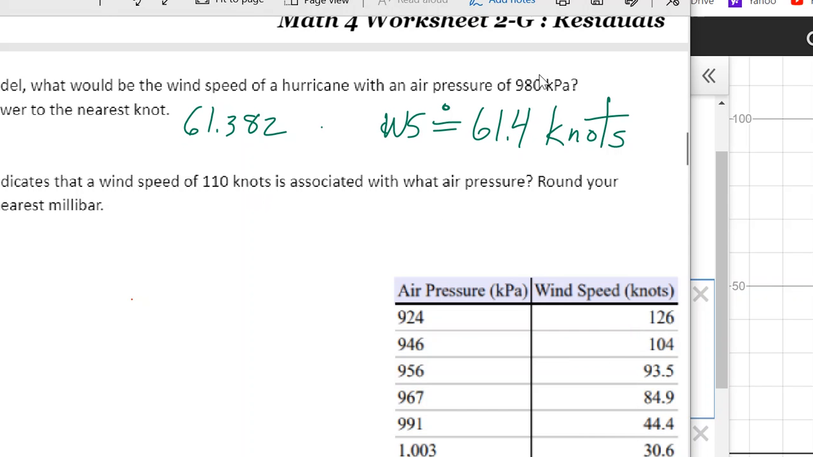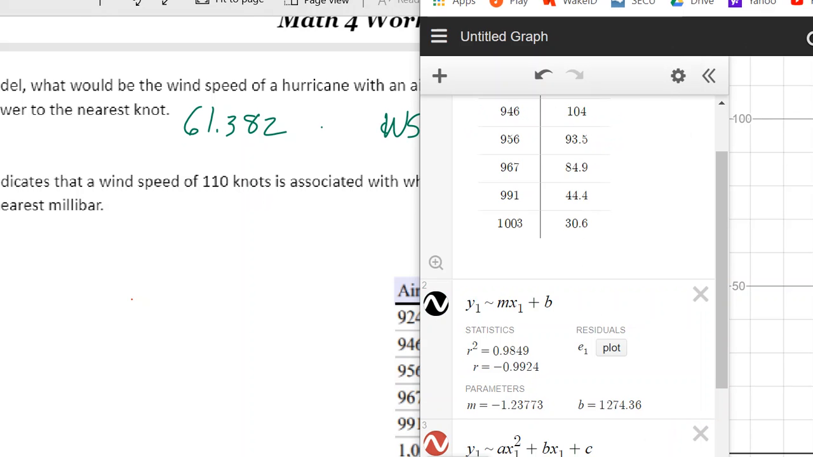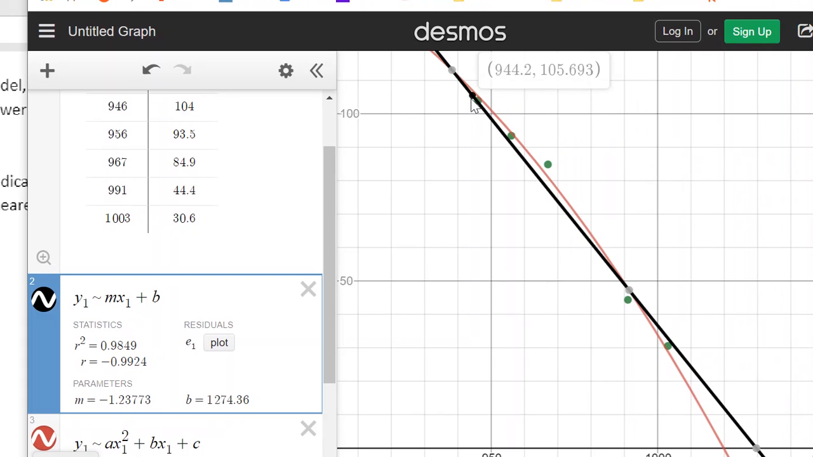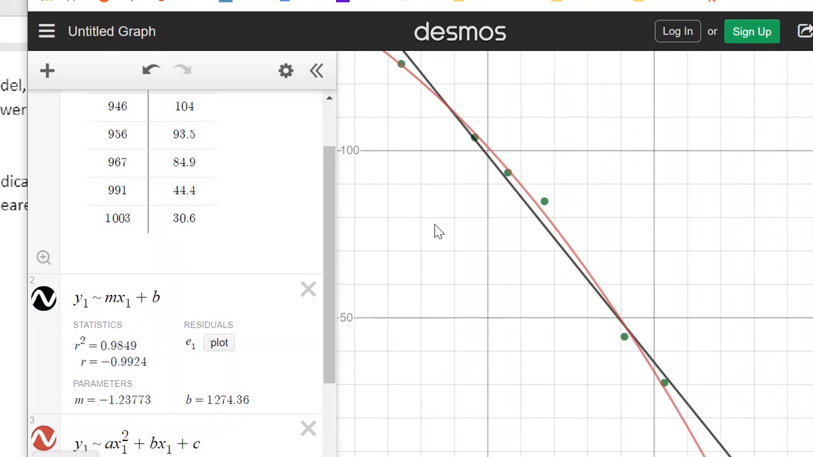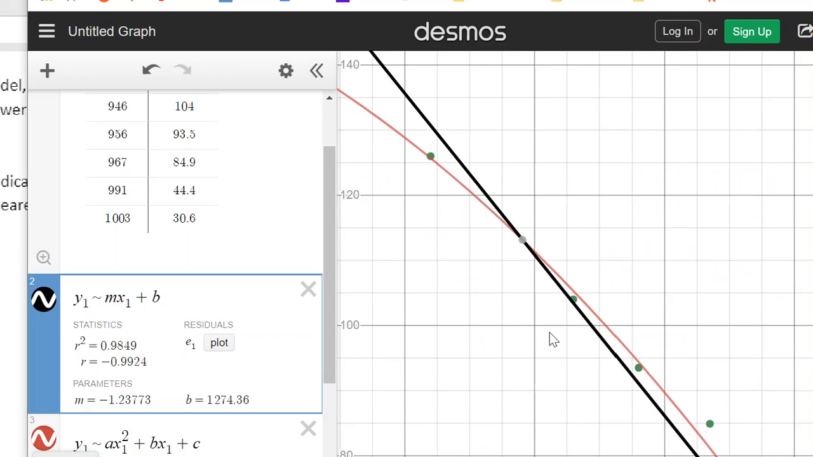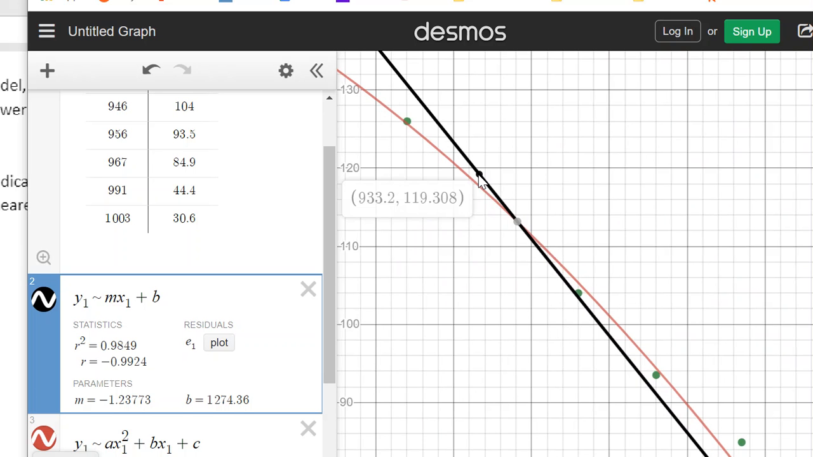Now, 110 knots would be the Y value. So if 110 was Y, what would X be? So I got to go back over here and say what happens if 110 is y. That would be up here, and then we have to drag it down a little bit. 110 is y. Oh, just a little bit past it. Maybe I need to zoom in a little bit more. 110 is y. Oh, past it.